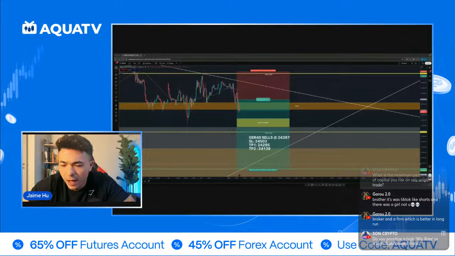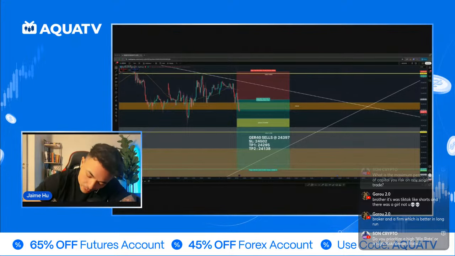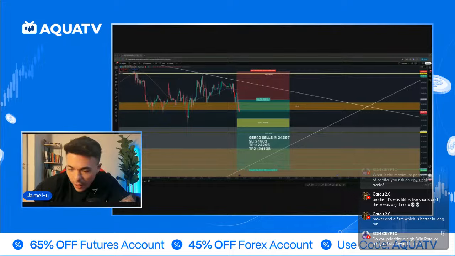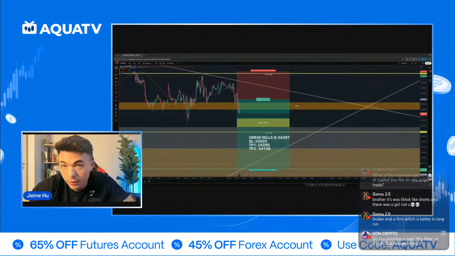Do you prioritize a high win rate or a high risk reward ratio? Probably risk reward ratio, to be honest. I don't usually look for trades that are like 1-to-1, to be very honest with you. But reading your question, prioritizing a high win rate would make more sense, right? But I'm not a fan of 1-to-ones. 1-to-twos are okay. Not buzzing about it, but it's okay nonetheless.